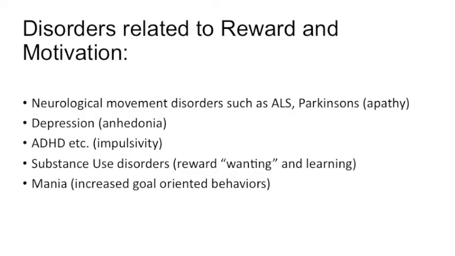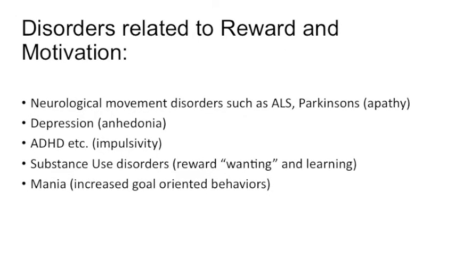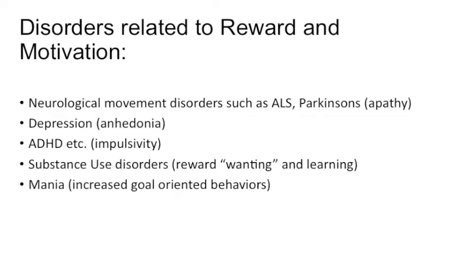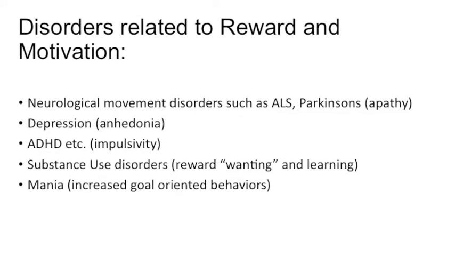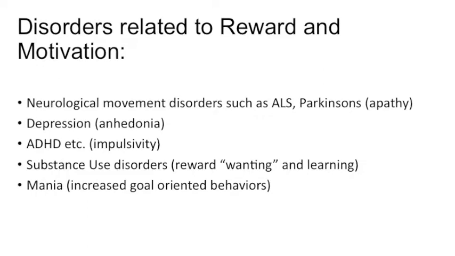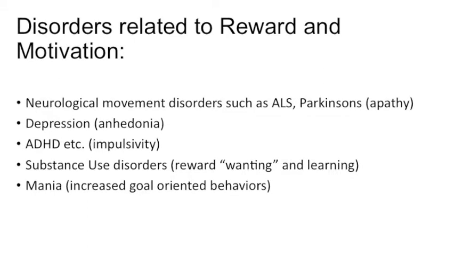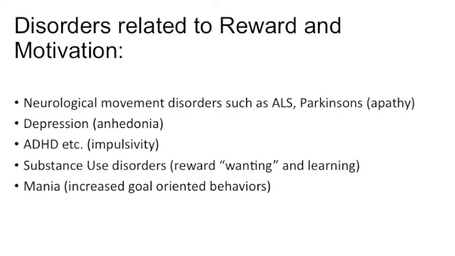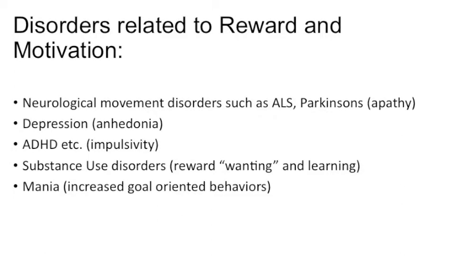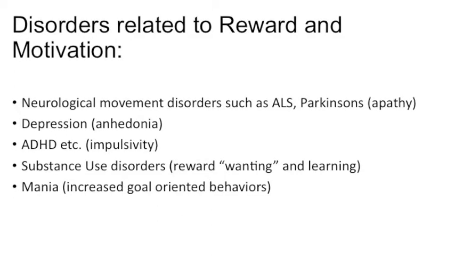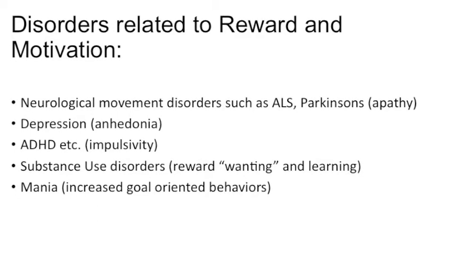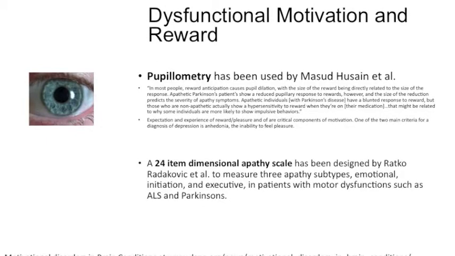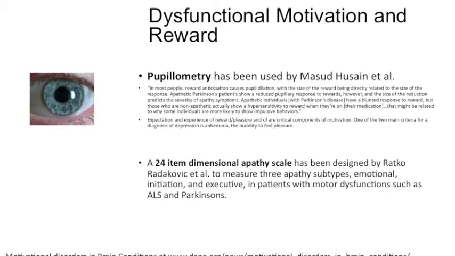Anhedonia, the absence of ability to feel pleasure, is a classic feature of severe depression, likely related to reward processing. ADHD can be considered a defect in the inhibitory pathways that emanate from the prefrontal cortex to the reward system. And the excessive goal-oriented behavior of mania can be thought of as resulting from excessive motivation and reward pathway firing. Of course, substance use likely has disordered motivation and especially wanting, and we will take a look at this in greater detail.